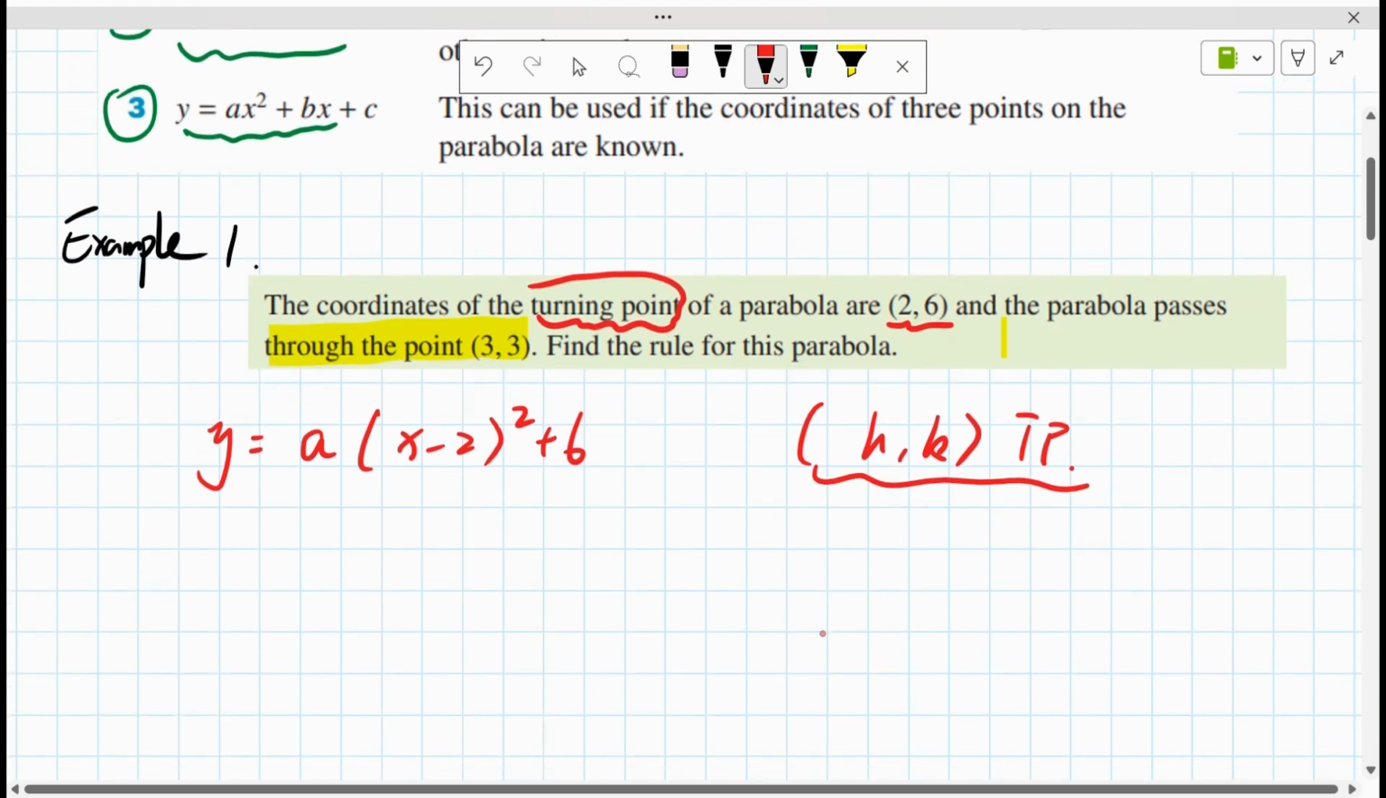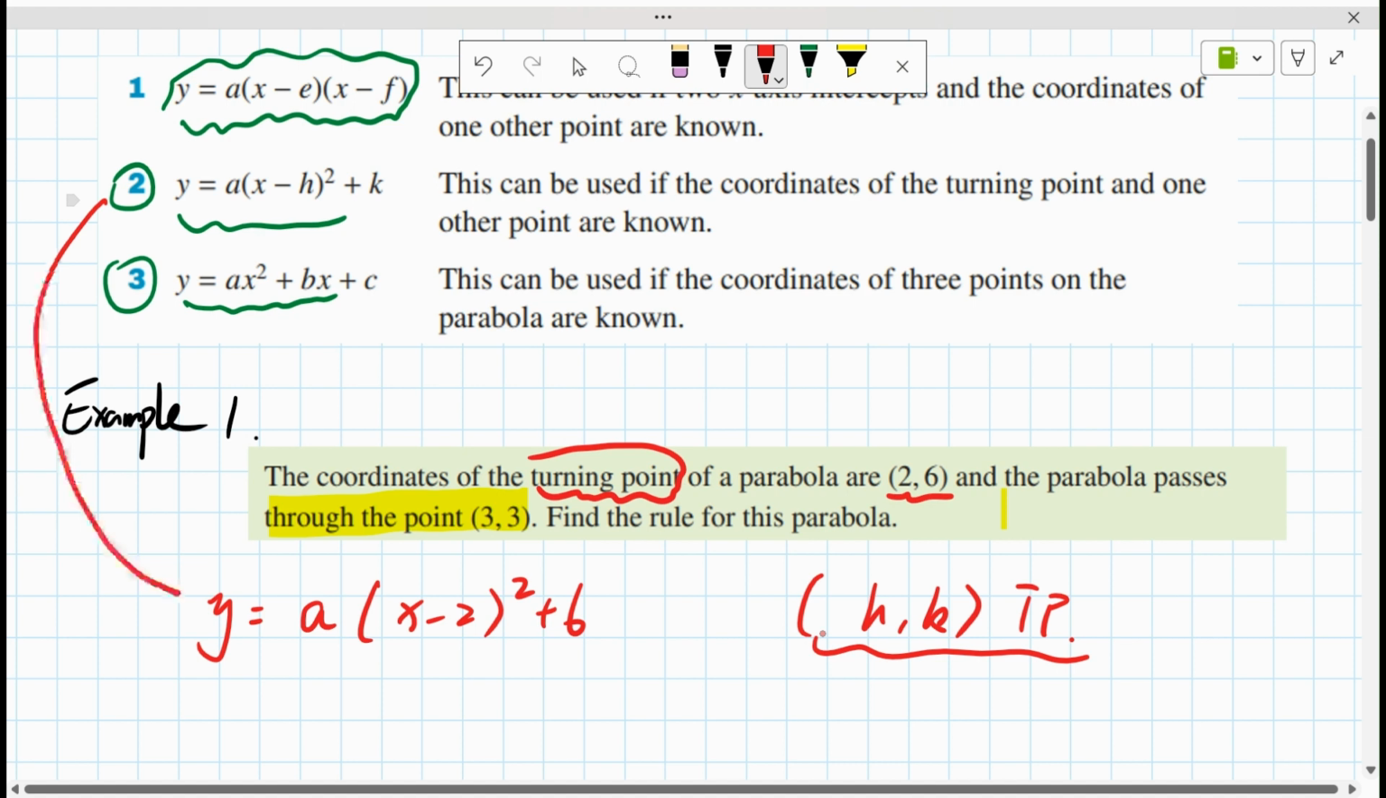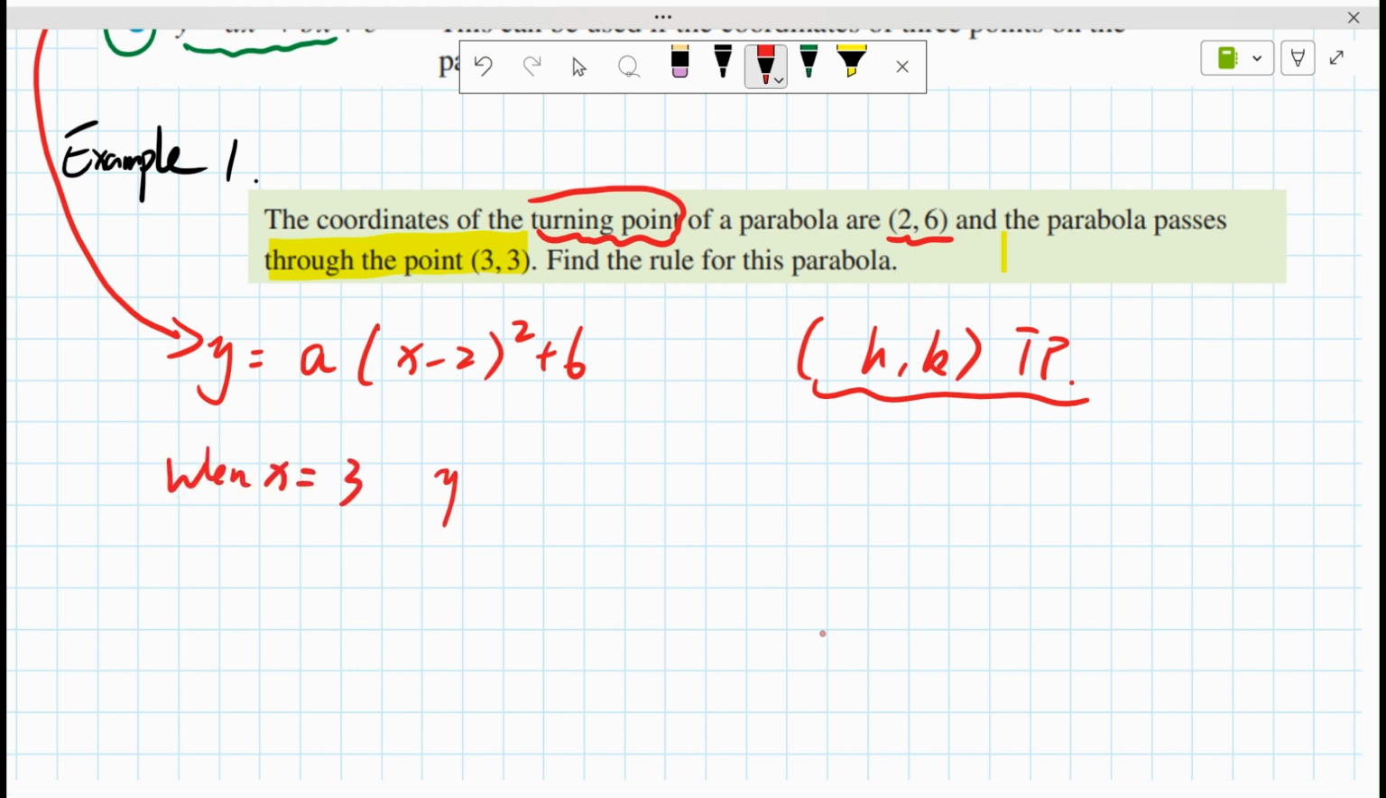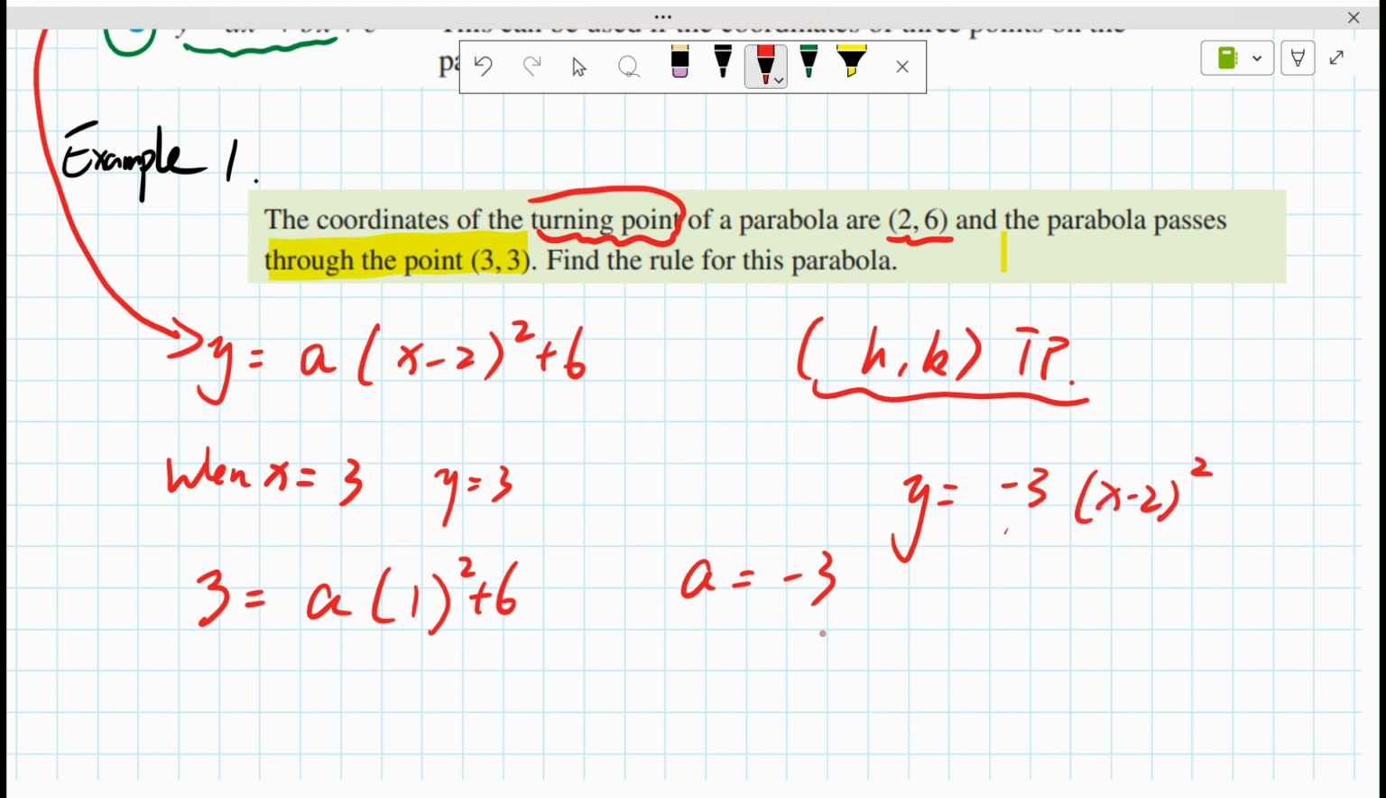All right, and we're gonna use the number 2 here. Then when x equals 3, y equals 3. So substitute x equals 3. So 3 equals a, we're going to find a anyway, times 1 squared plus 6, and a equals negative 3. So y equals negative 3(x minus 2) squared plus 6. So that is your final rule for this parabola.